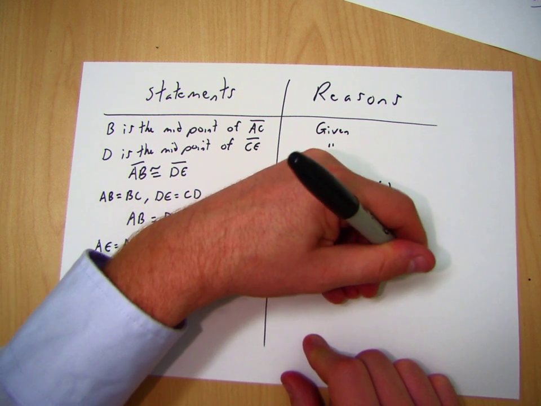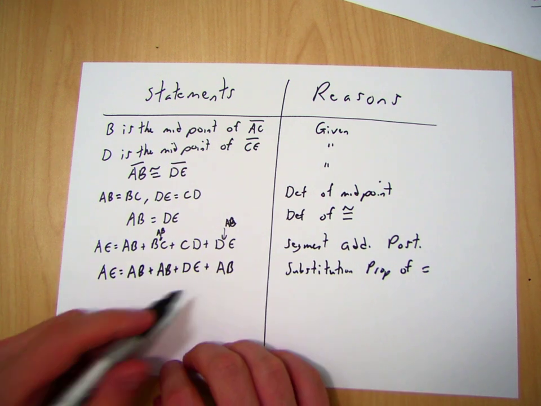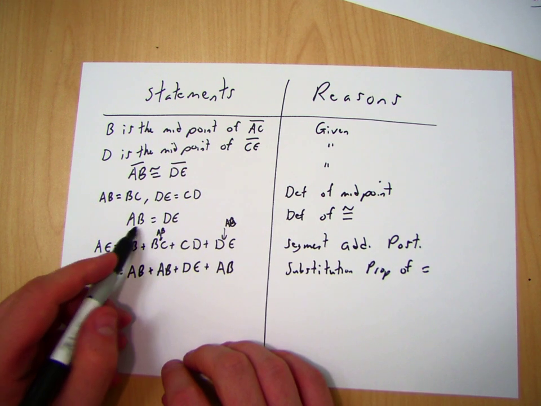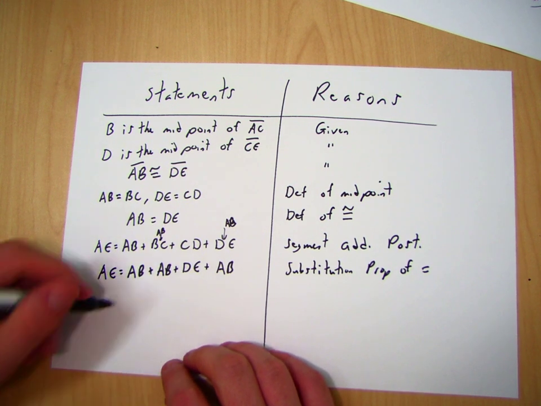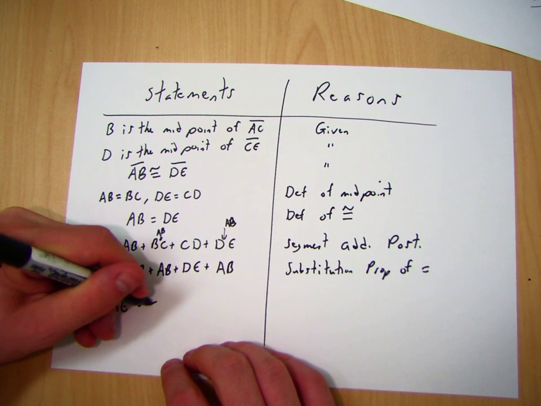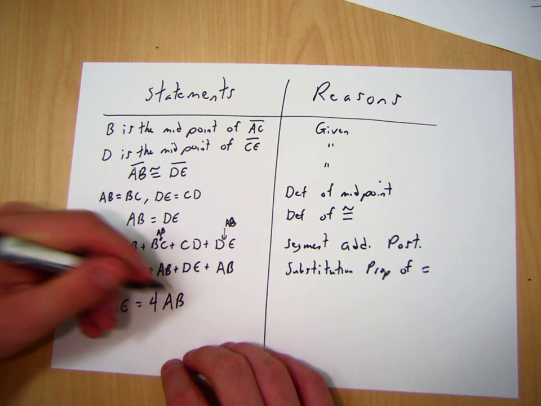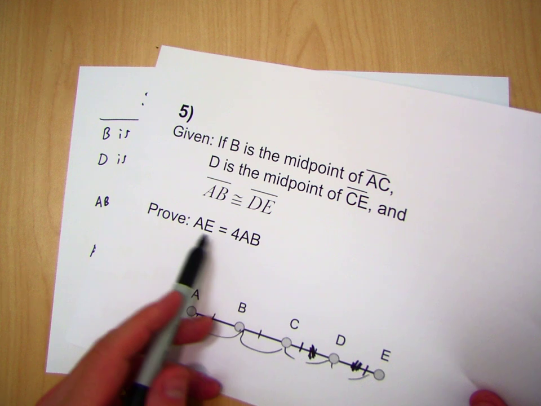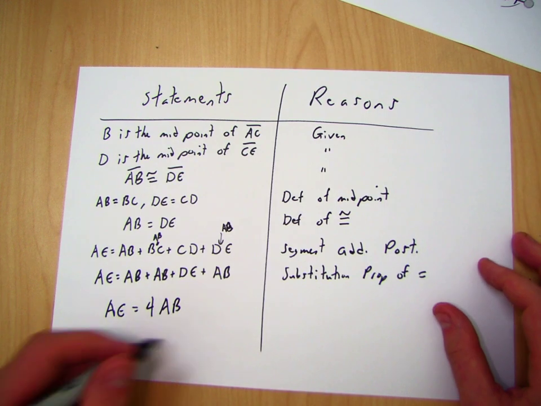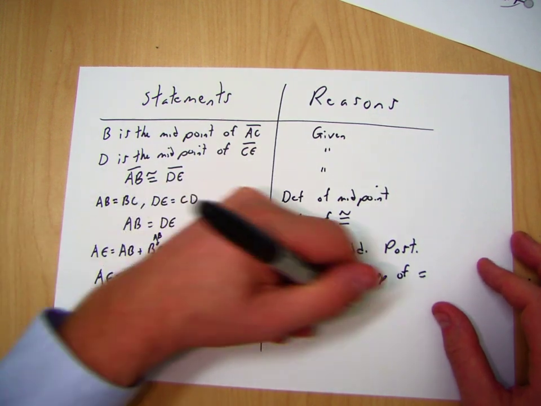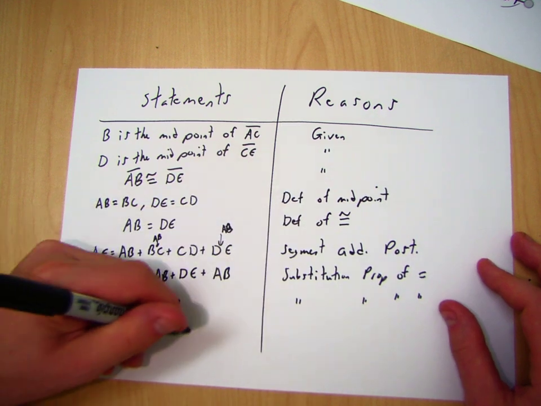The last thing I can do is substitute the final AB in for DE, in which case I could write here that AE is equal to 4AB, which is basically all of them added up, which is exactly what they wanted me to prove. And that's another substitution property of equality. And we're finished.